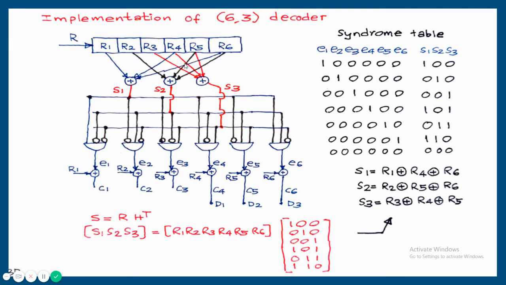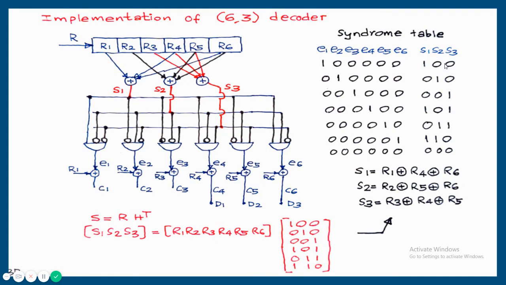Similarly, 3 equations are implemented here. That will give S1, S2, S3. And again, like the previous cases, that is connected to 3 wires. 6, 3, so 6 AND gates are needed. For each AND gate, the input connection is based on this decoding table.